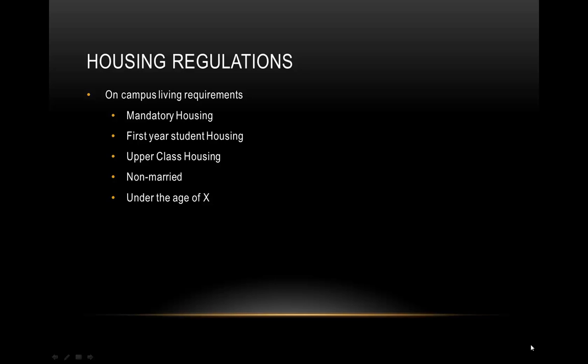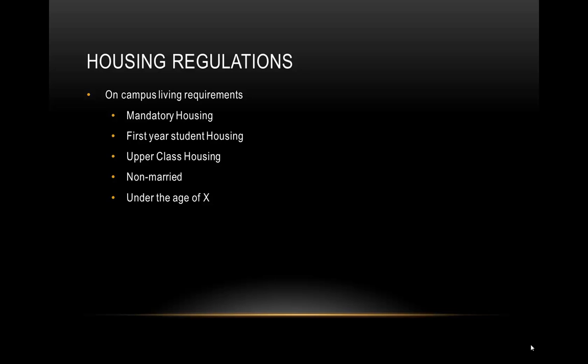So, in terms of housing regulations, there are a variety of different types of living requirements that an institution can put in place, and a lot of these are in the contract or in policies and procedures. Most institutions have some sort of mandatory housing where they require students to live on campus either their first or second year. They may also have first-year student housing where they separate first-year students from upper-class students. Same thing goes for upper-class housing. They may have non-married housing, or they may have housing based underneath a specific age. Now, whatever these policies are, they need to make sure that they're justifiable for educational purposes.